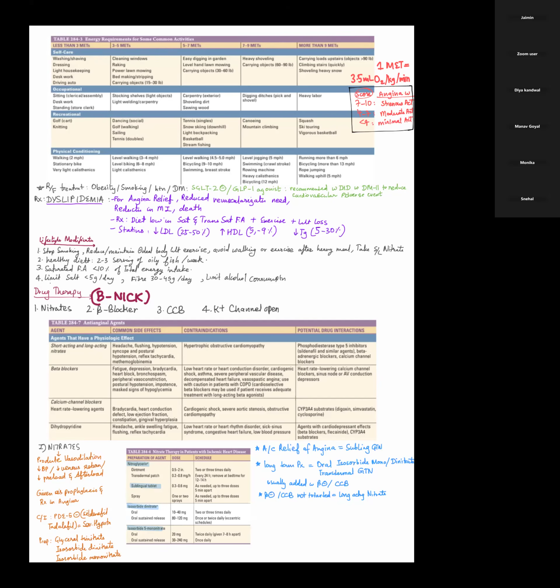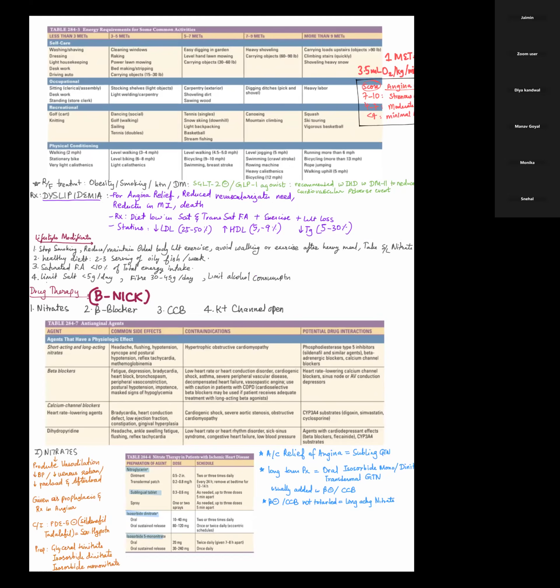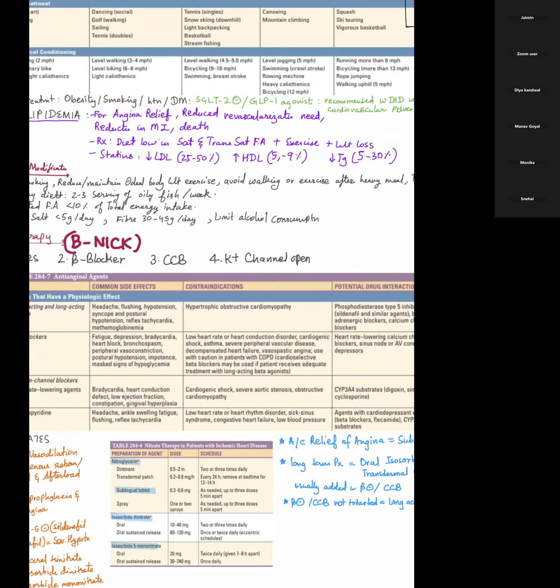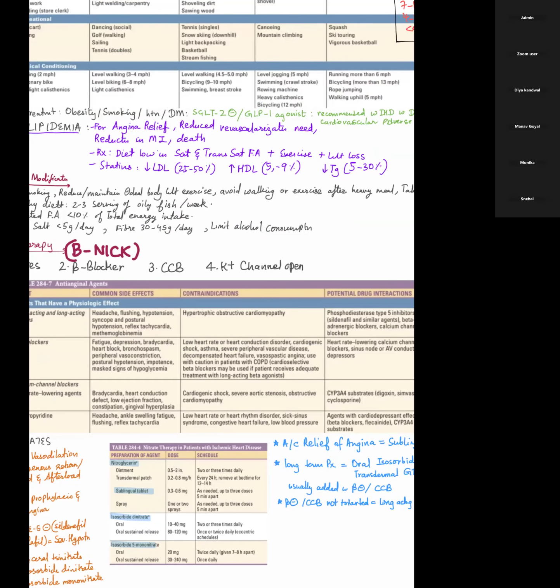Then these are the various preparations. Nitroglycerin NTG is present as ointment, transdermal patch, sublingual tablet or spray. Isosorbide dinitrate is present as oral and oral sustained release, and isosorbide mononitrate can be present as oral and oral sustained release tablets. The dose of nitroglycerin sublingual tablet is 0.3 to 0.6 mg, scheduled as needed, up to 3 doses at 5 minute intervals.